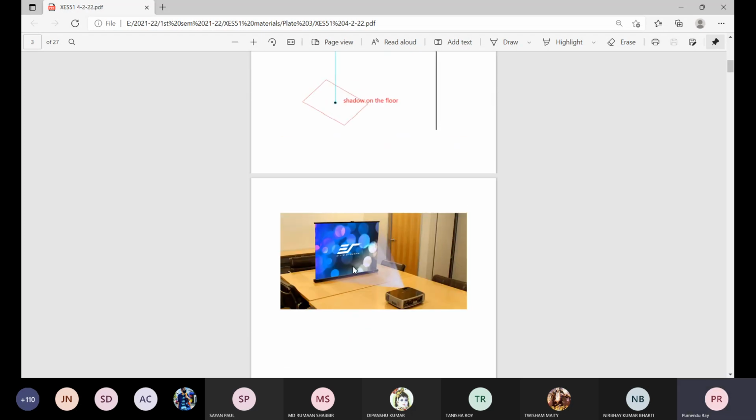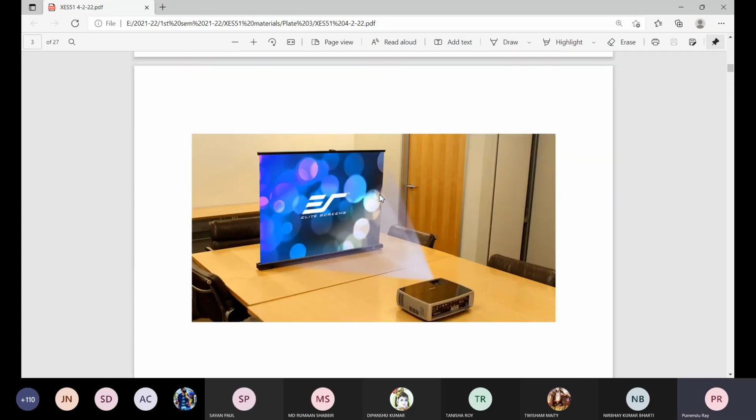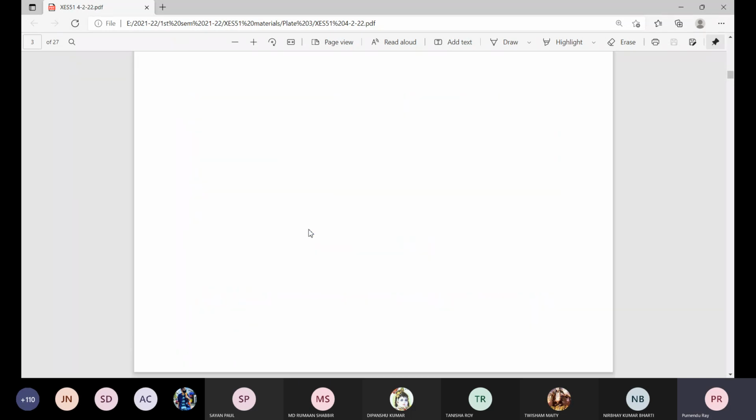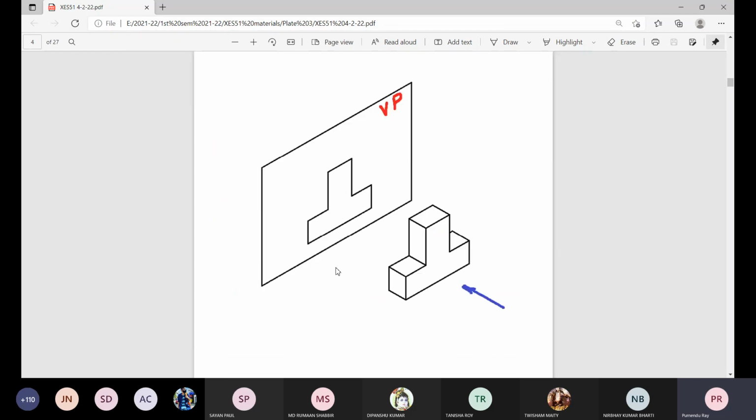Similarly, you have seen this kind of machine also, that LCD projector or whatever name you can call it. It is creating some shadow. Either a thin film is there in front of it, or whatever may be the mechanism, it produces that shadow here.